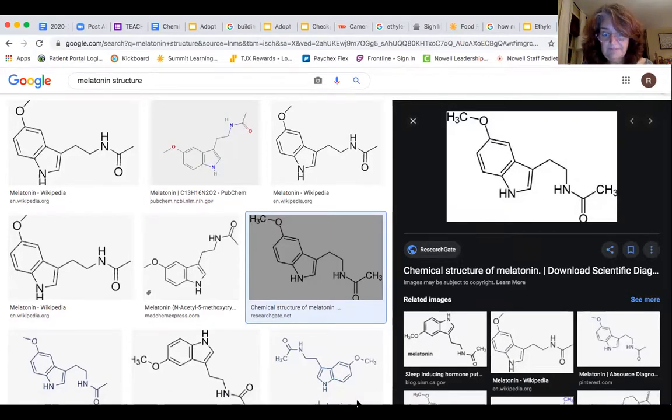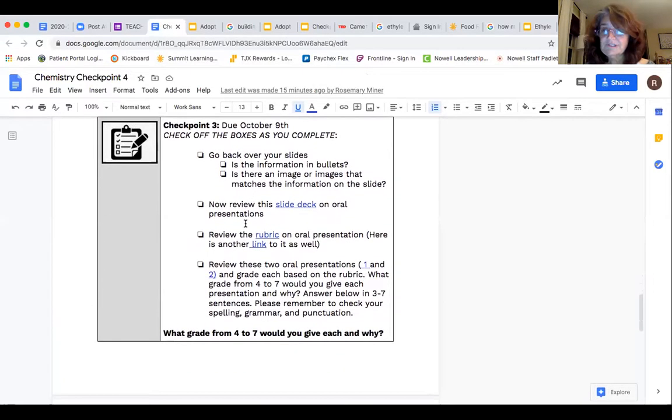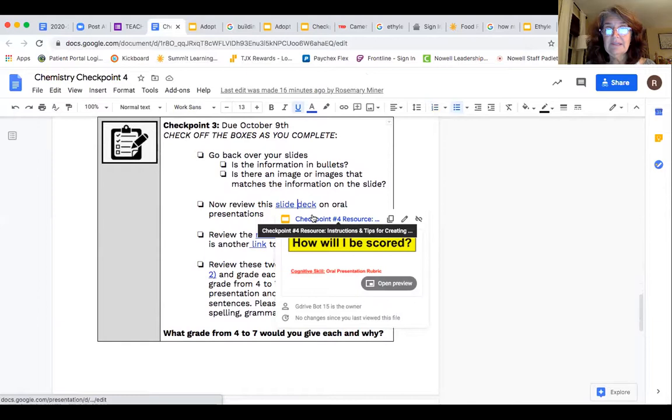Now, the other piece of this particular checkpoint, let me see if we can get there, asks you to start considering your presentation, which is coming up, okay, at the end of this month. So I'm going to ask you again to go over your slides here, make sure your information is in bullets, make sure you have an image or images on every slide, and then I want you to review this particular slide deck, which is going to be helpful for you.